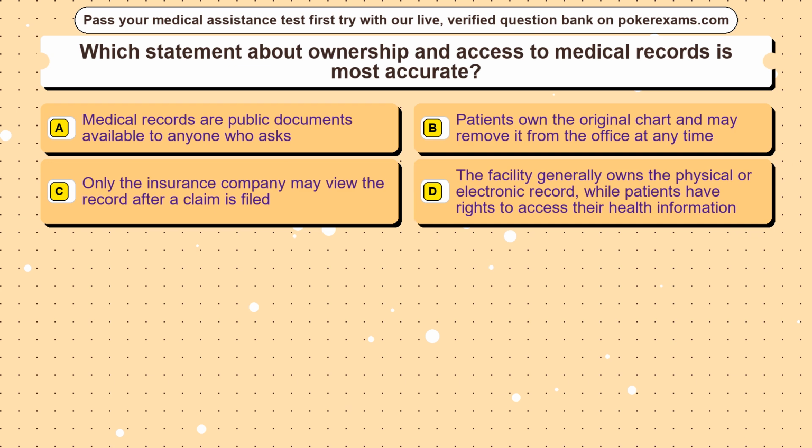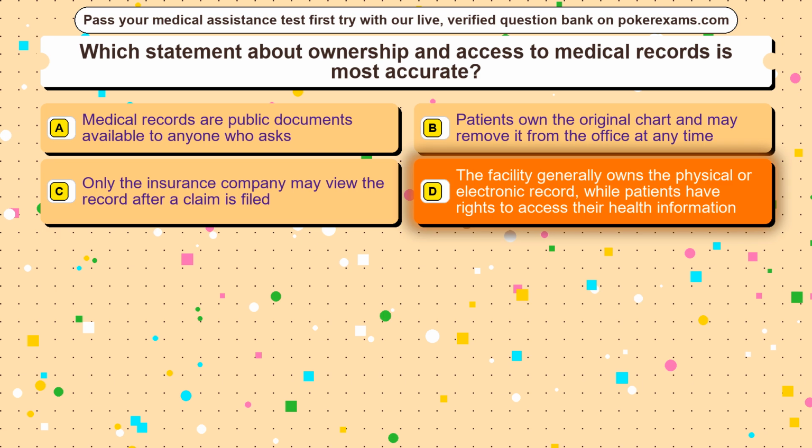Question 49. Which statement about ownership and access to medical records is most accurate? Option A, medical records are public documents available to anyone who asks. Option B, patients own the original chart and may remove it from the office at any time. Option C, only the insurance company may view the record after a claim is filed. Option D, the facility generally owns the physical or electronic record, while patients have rights to access their health information.